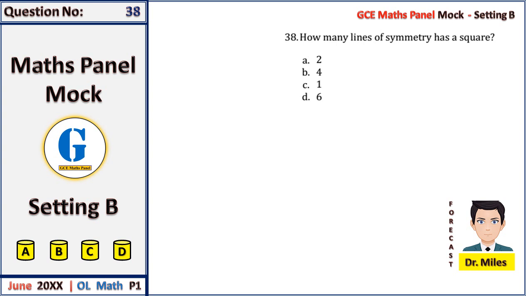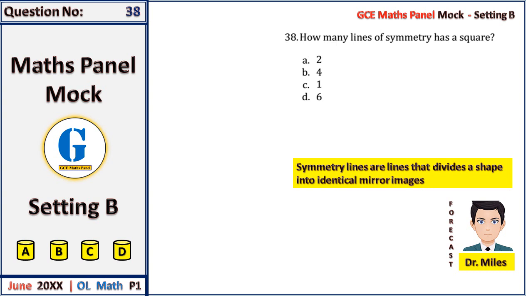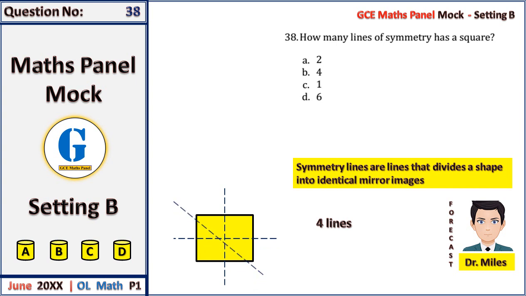38. How many lines of symmetry has a square? A line of symmetry is a line that divides a shape into identical mirror images. If the halves formed are not mirror images, then the line is not a line of symmetry. So we have 4 lines of symmetry. Let's count. 1, 2, 3, 4. So a square has 4 lines of symmetry. The last one is not well drawn, but it's okay.